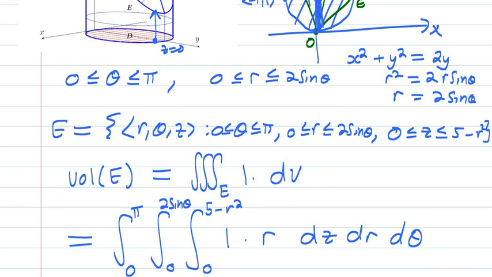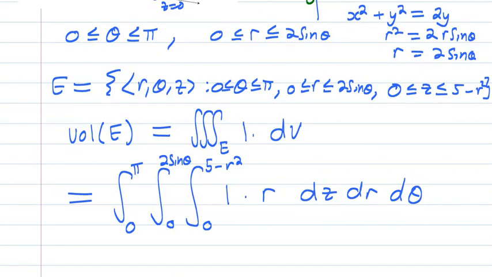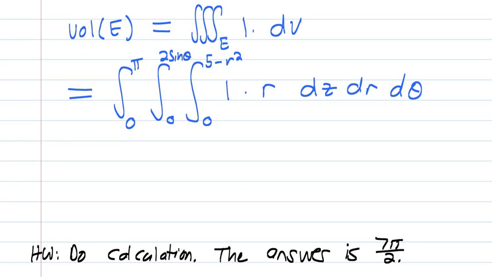All right, so now I'm going to leave it to you to do this calculation. If you get stuck, the answer is on page 176. But if you do the calculation, you should get 7 pi over 2.